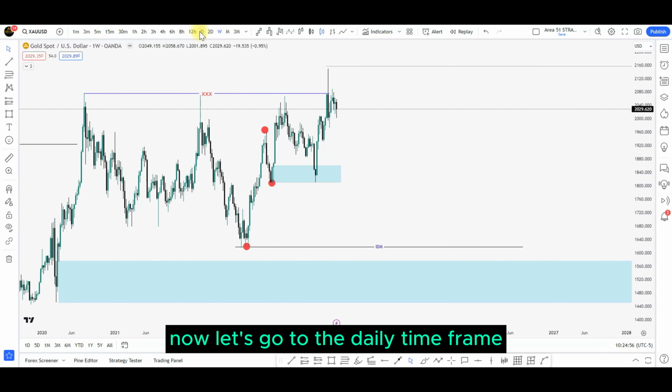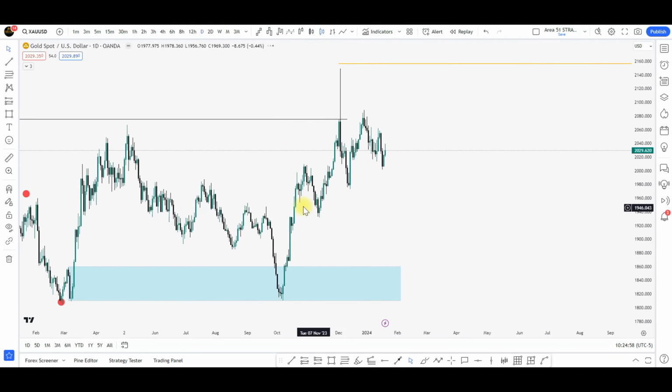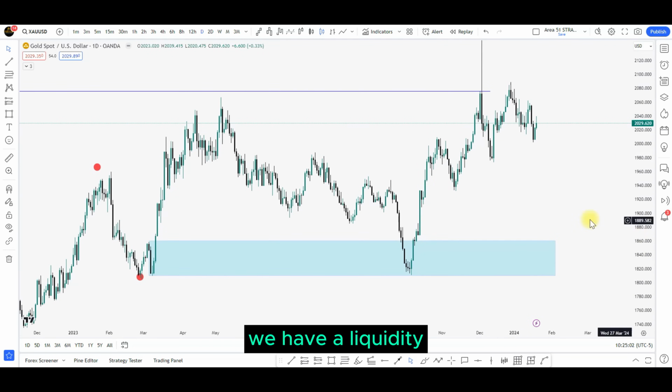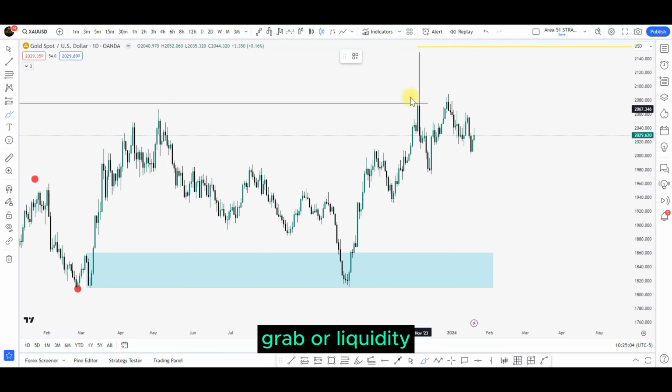Okay, now let's go to the daily time frame. Let's go to the daily time frame. We don't have a change of character. We have a liquidity grab or liquidity take out over here.